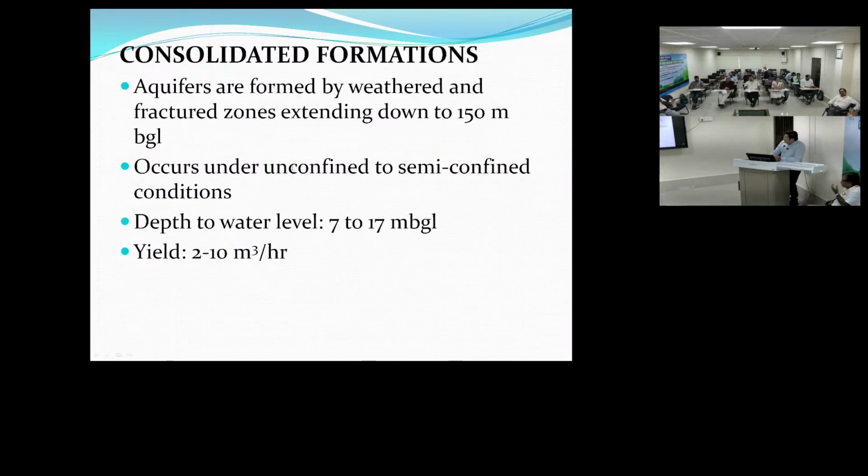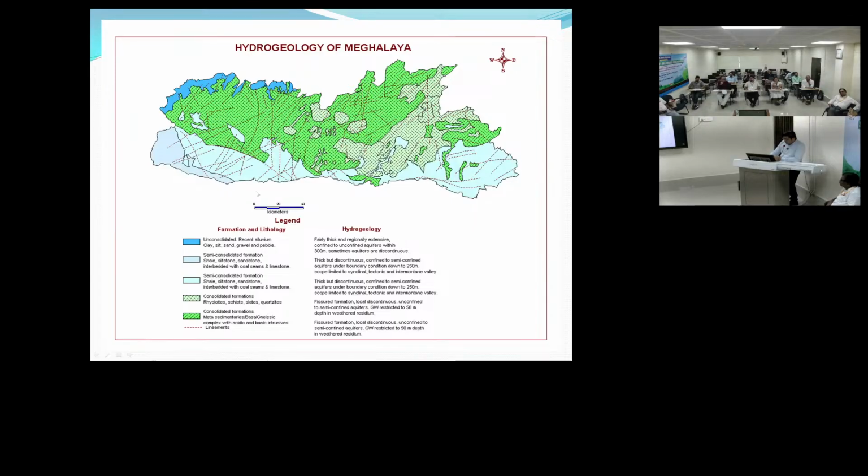And in consolidated formations, the aquifers are weathered and fractured down to 150 meters. Depth to water level is 7 to 17 and yield is around 10 to 20 meter cube per hour. So this is a hydrogeological map of Meghalaya. You see mostly the meta-sediment and basal gneissic complex are there, and the unconsolidated recent alluvium is a thin veneer along the fringes.